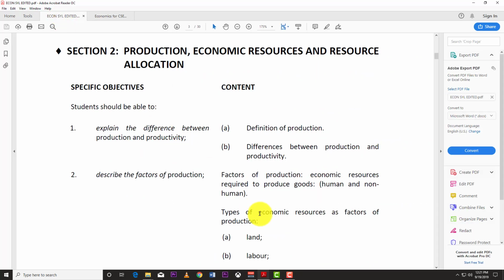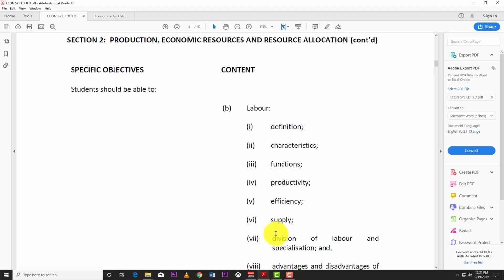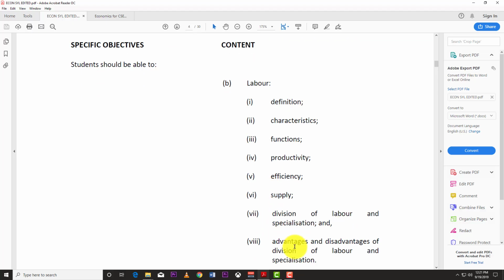So in the syllabus, you're going to see under labor, you're going to see division of labor and specialization. So that's what that speaks to, where a task can be divided and different individuals can be put to do those tasks and become specialized at those tasks. So let's look at the supply of labor now.